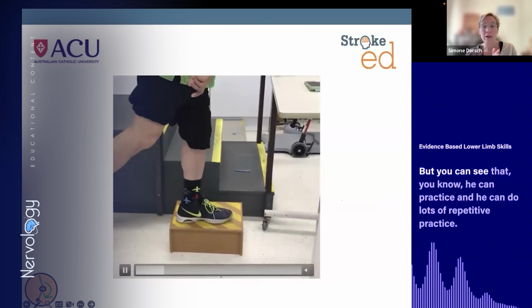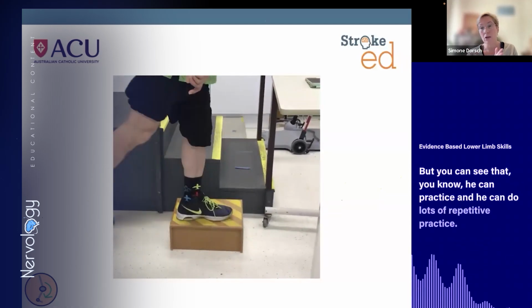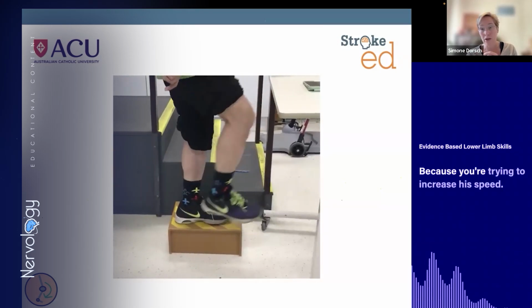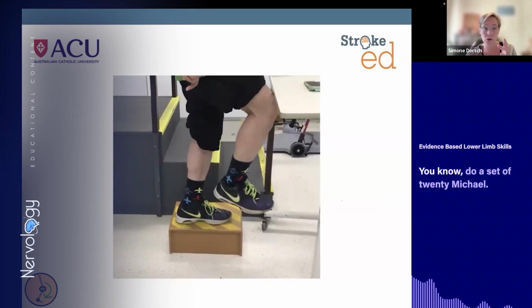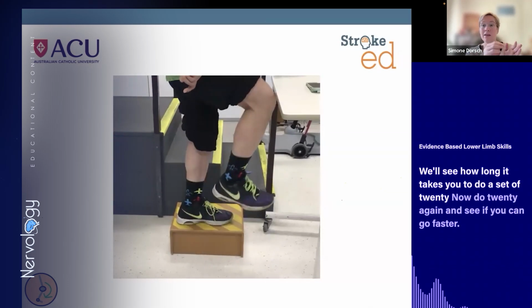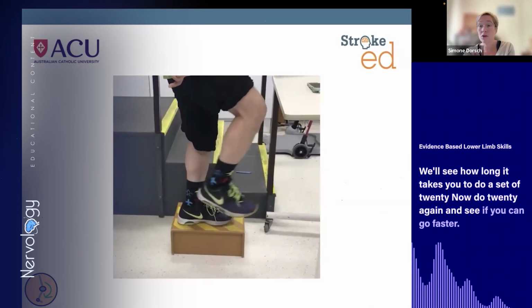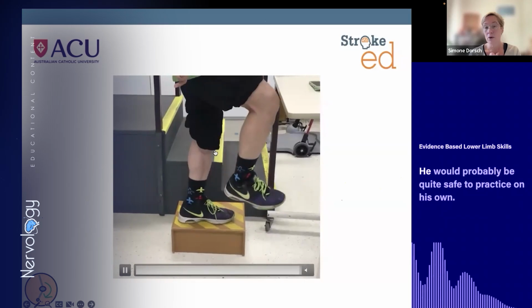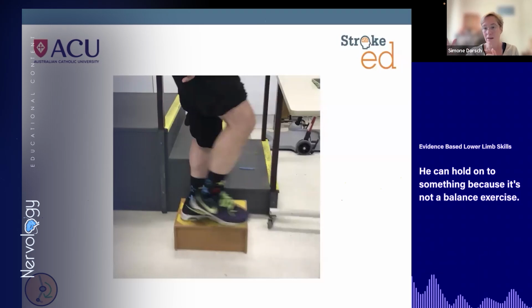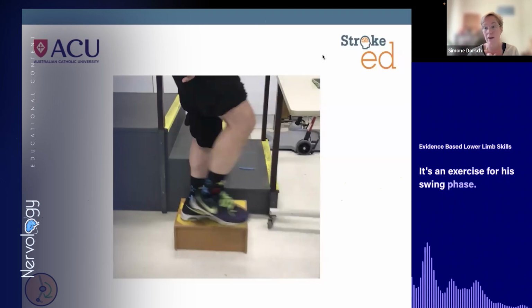But you can see that he can practice and he can do lots of repetitive practice. You could time him because you're trying to increase his speed. Do a set of 20, Michael. We'll see how long it takes you to do a set of 20. Now do 20 again and see if you can go faster. He would probably be quite safe to practice on his own. He can hold on to something because it's not a balance exercise. It's an exercise for his swing phase.